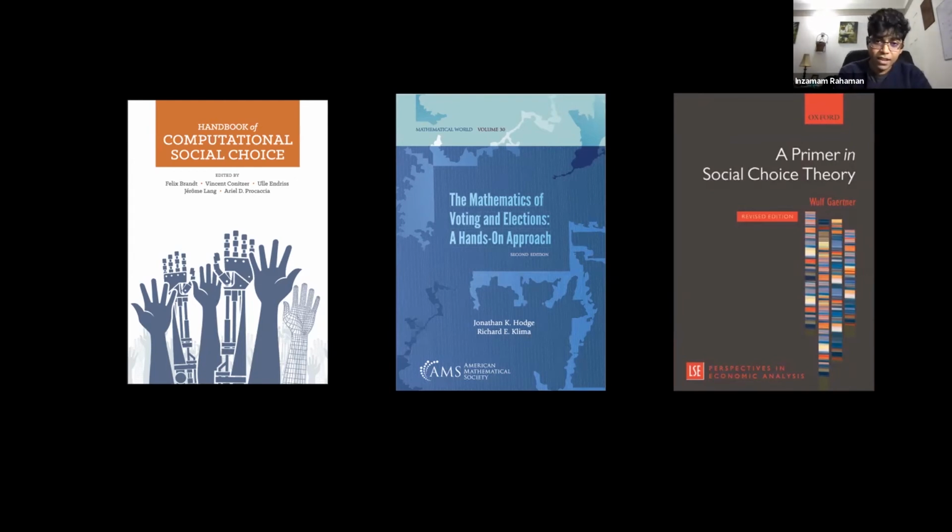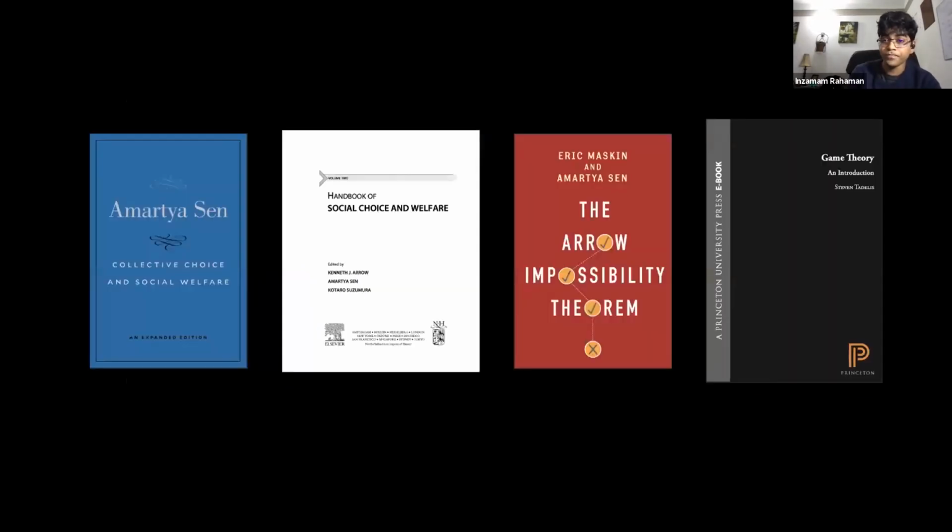Aside from that, there's also Hodge's The Mathematics of Voting in Elections: A Hands-On Approach. This is a nice book because it's very amenable to an undergrad course in computational social choice. So if you feel you lack some of the mathematical maturity to dive into the handbook, this is a good place to start. If you're coming from the econ side, Introduction to Social Choice Theory is another good one.